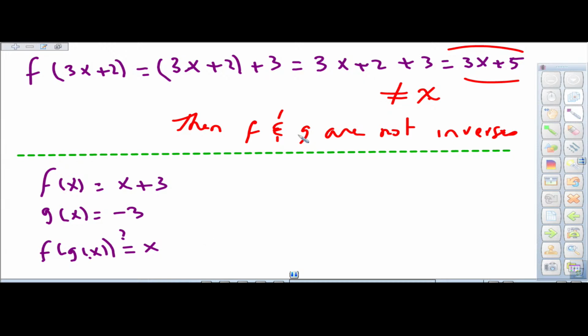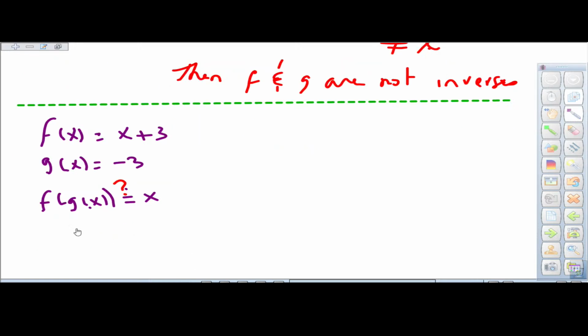So go ahead, Layla, that's fine. If f of g of x equals that, well, I'm not sure. Let's test it. Let's examine that. So I've got here f of negative 3, which means I have negative 3 plus 3. That's a 0. Well, that's also not going to be a function.